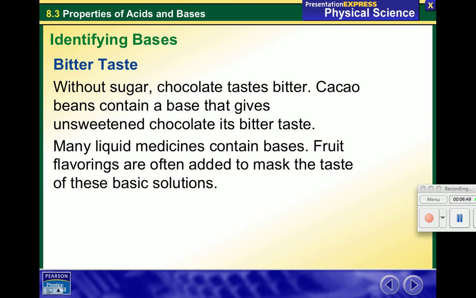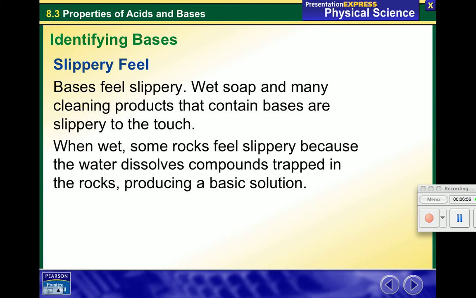A lot of medicines that you take are basic, especially antibiotics, so they have that awful bitter taste and they leave that lingering bitter taste in your mouth.